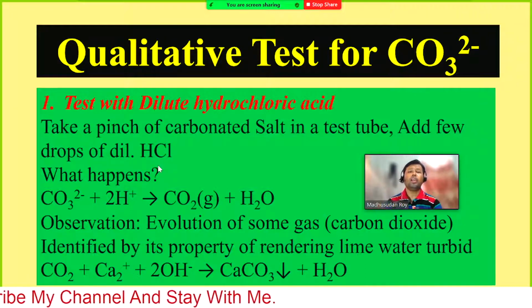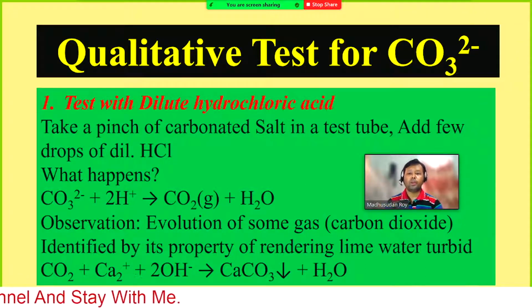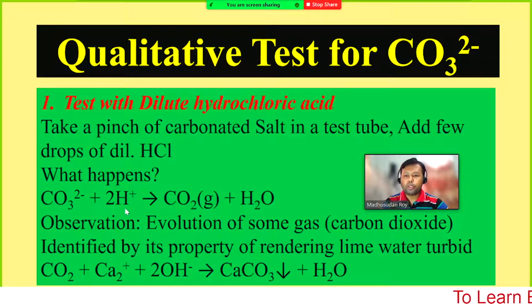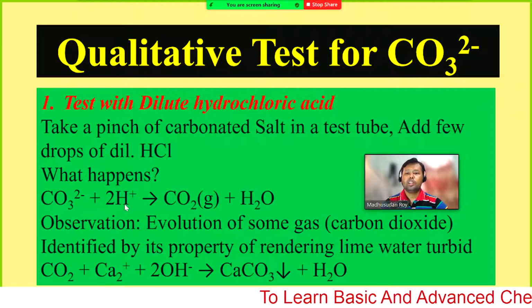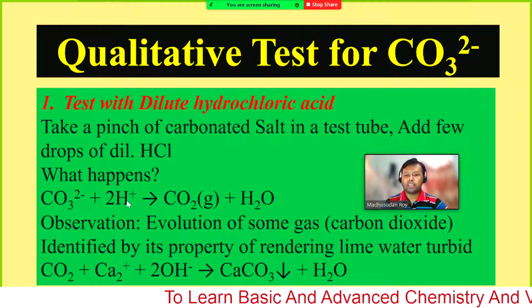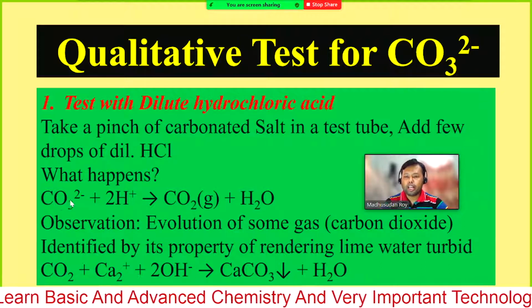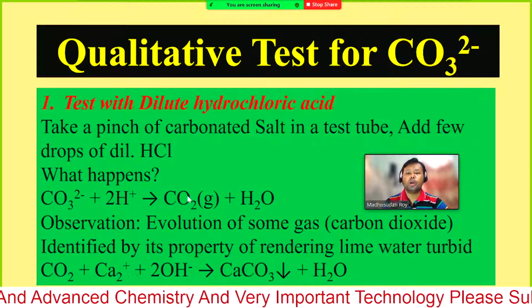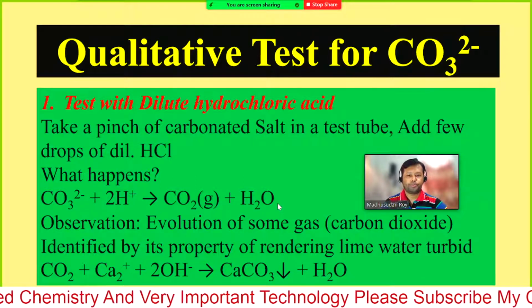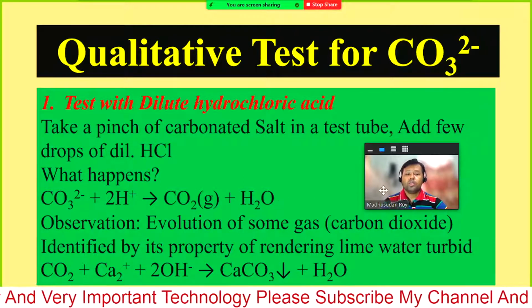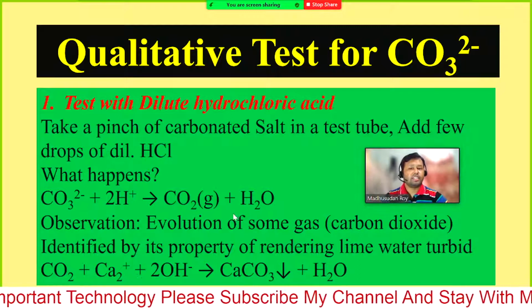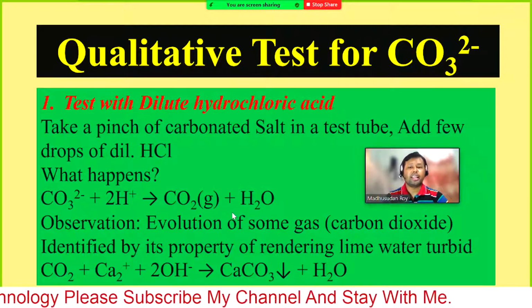So what will happen here? If you add hydrochloric acid to a carbonate salt, the carbonate will react with the hydrogen of the acid. Hydrochloric acid gives H+. Carbonate reacts with acid to form carbon dioxide and water. So you will observe some effervescence or gas in the test tube.